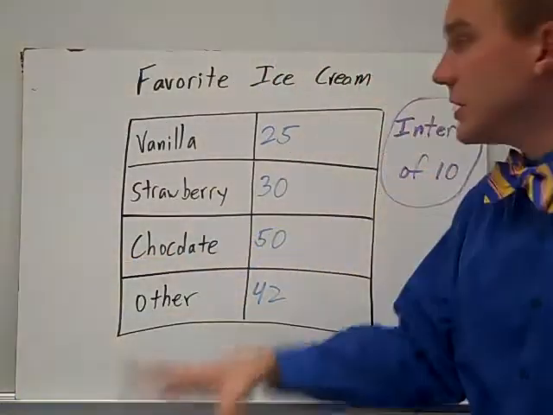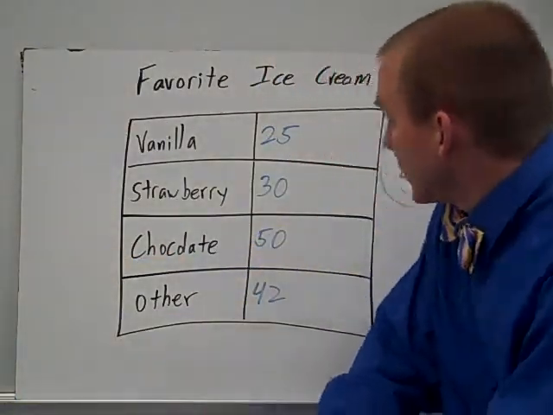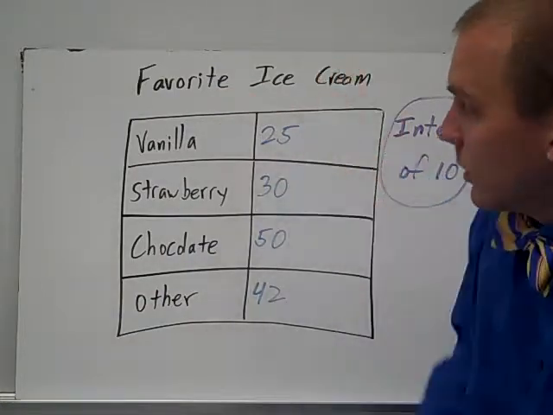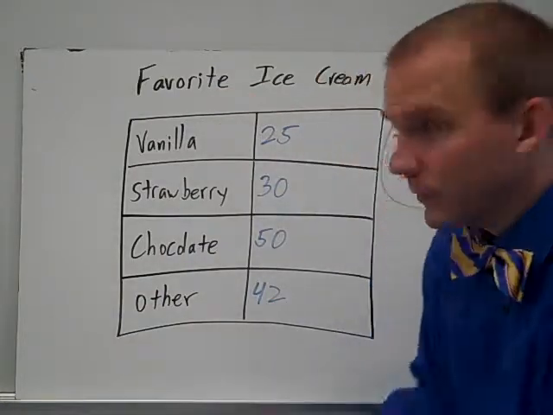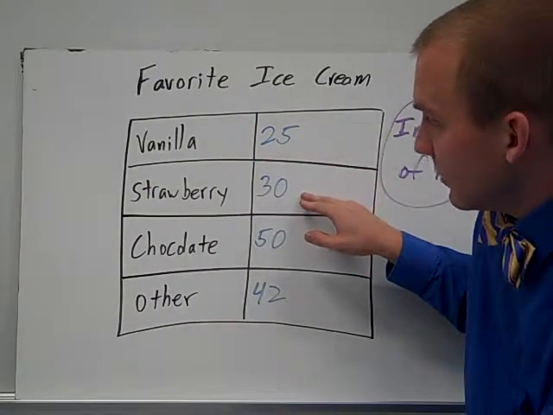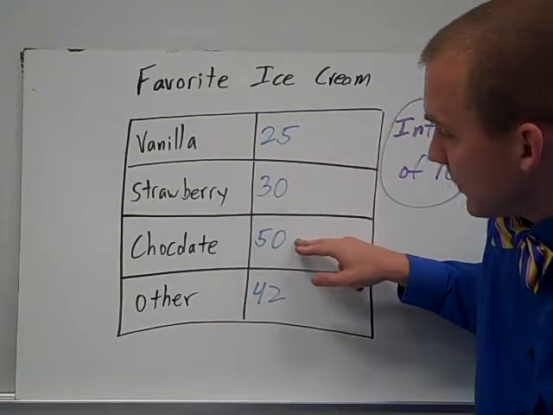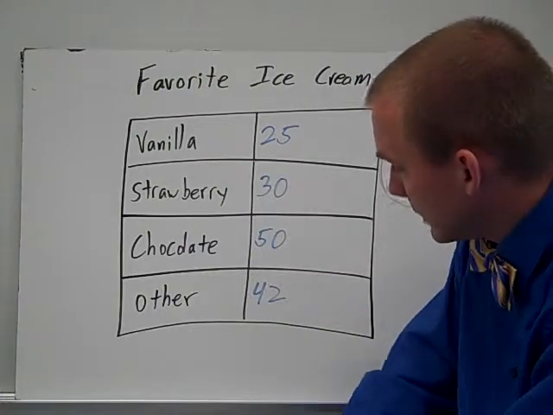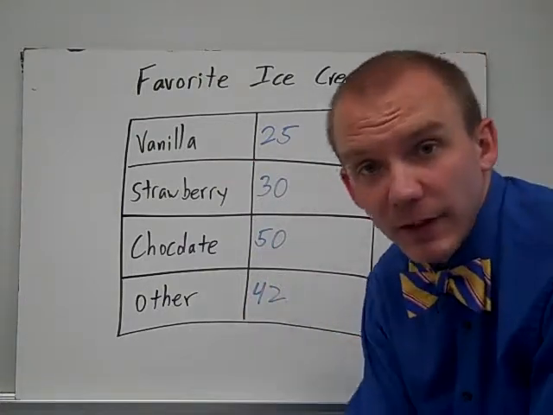Alright, the first thing you need to start out with is data. So again, favorite ice cream was a survey question asked that gave us some data. 25 people said vanilla, 30 people said strawberry, 50 people said chocolate, and 42 people said other. So they picked a different flavor.